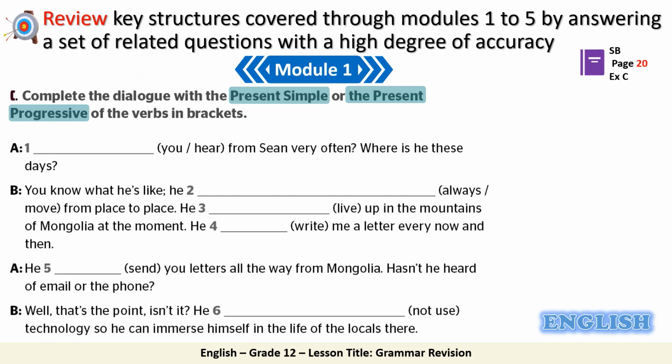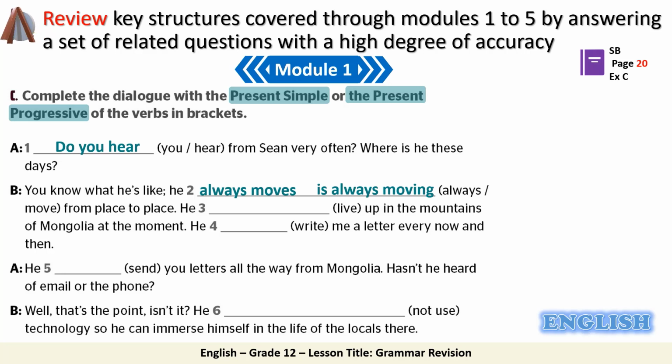Excellent. Let's correct together. So space number 1, we should write do you hear? Then for the second space, you can write always moves if the speaker refers to a repeated action in the present simple, or always moving if the speaker wants to show annoyance of a certain behavior.